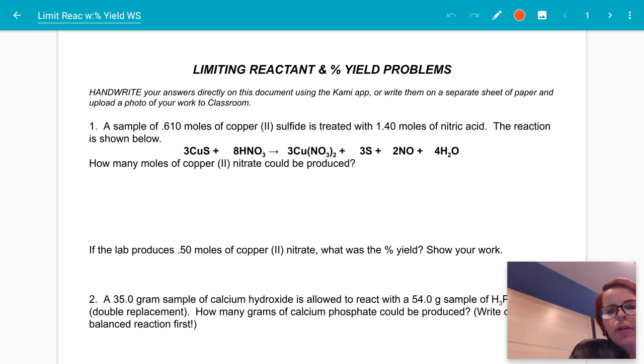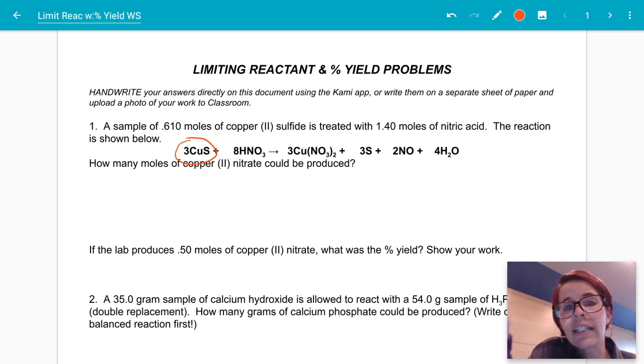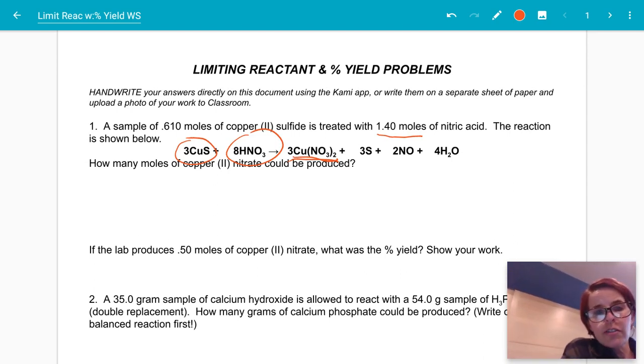So the first thing we're going to do is write down each of the reactants. So how much would we produce if we had 0.610 moles of copper 2 sulfide, and how much... Sorry, I'm reading it incorrectly. I was thinking that was the product. So sorry, I had to read that really carefully. And how much would be produced if we had 1.4 moles of the nitric acid? How much of this? That's what we're trying to figure out. How much of that would we produce? So let's do the first one first.